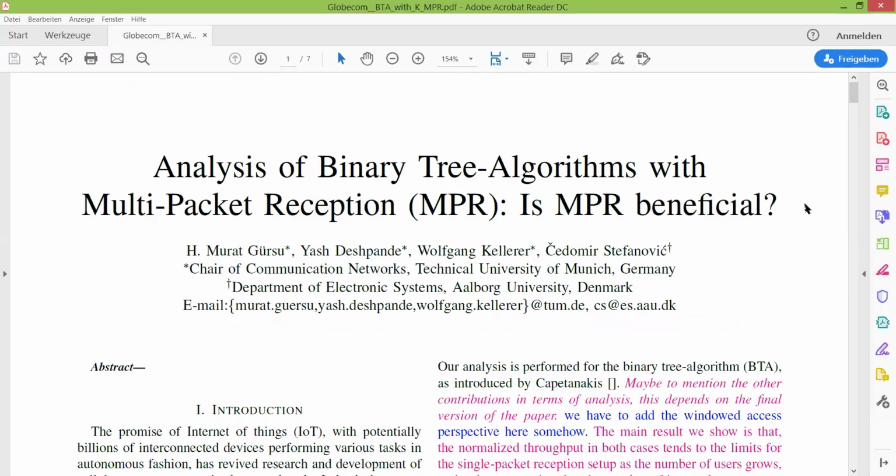The idea of the paper is quite simple. There is this concept called multi-packet reception. Multi-packet reception is the capability that the receiver can decode multiple packets transmitted at the same slot.